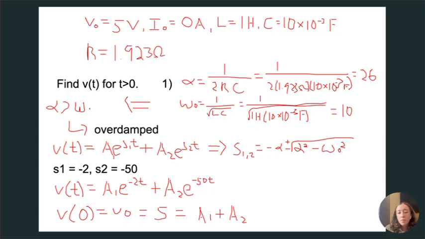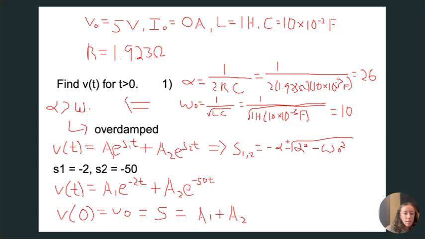Since we have those alpha and omega naught values, the next step is to solve for s1 and s2. So that equation is negative alpha plus or minus, so that plus or minus is going to give us two values, the square root of alpha squared minus omega naught squared. Doing so, we get s1 is negative 2 and s2 is negative 50.